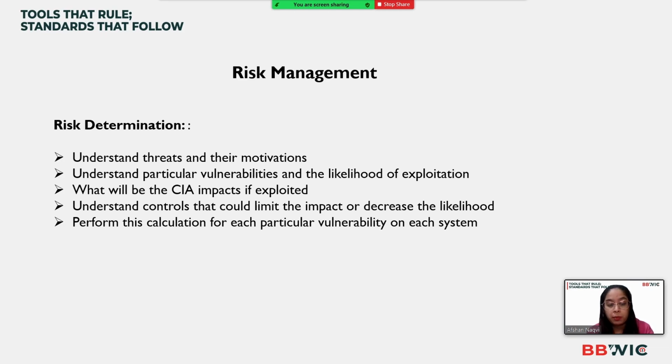Presuming successful exploitation, we must understand the CIA impact. We must also assess the current controls that could limit the impact or decrease the likelihood. So with all of this, we can perform the risk calculation for each particular vulnerability on each system. Then we just have to aggregate the score and finally determine overall risk.